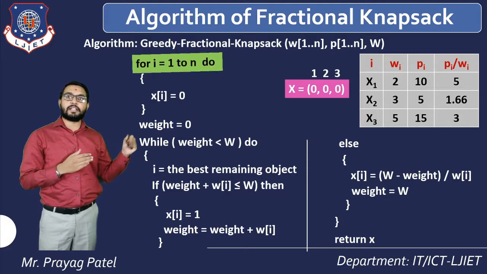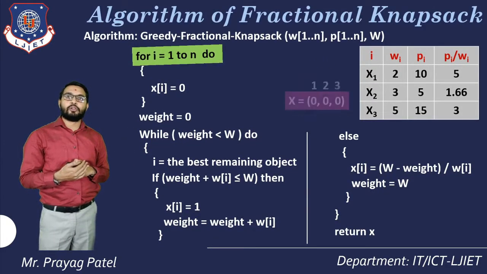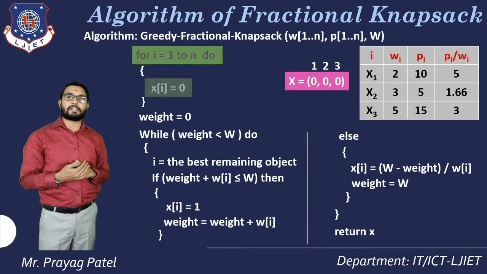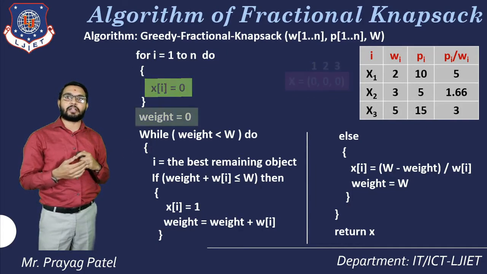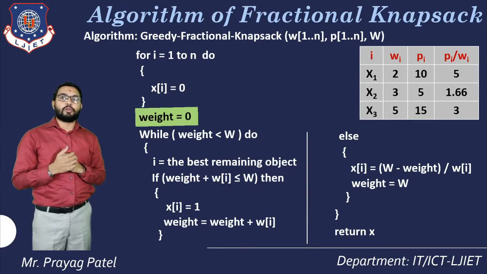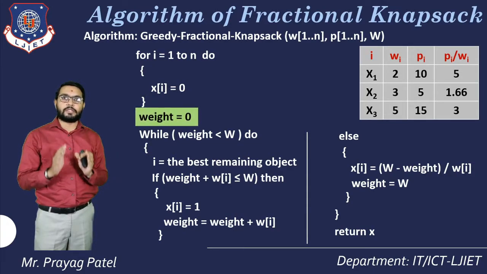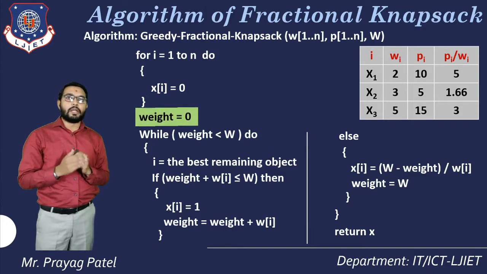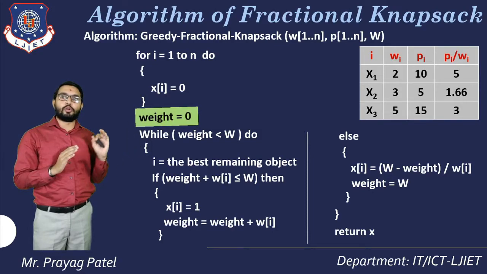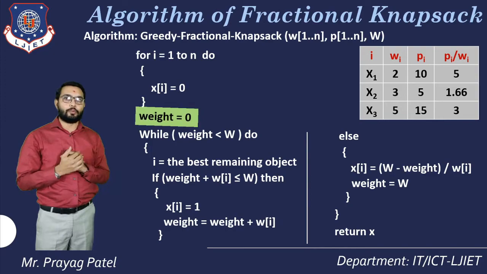After that, consider the next line. Here xi equal to 0; we already discussed that xi is the selected object, equal to 0. The next step is weight equal to 0. What is the weight variable? Here weight is one variable which defines the total weight of the selected objects. Till now no object is selected, so total weight equals 0.